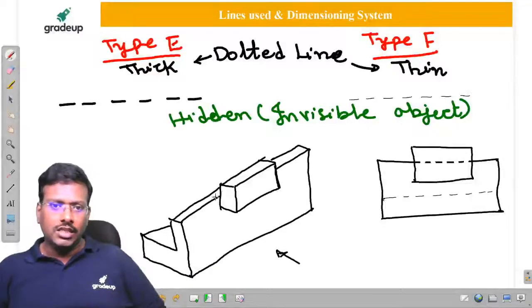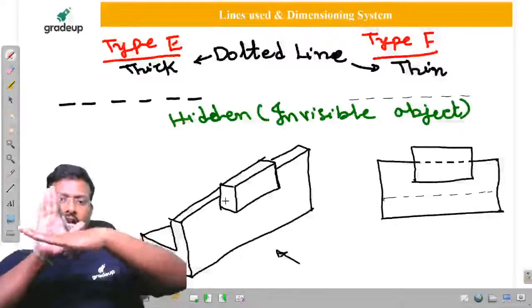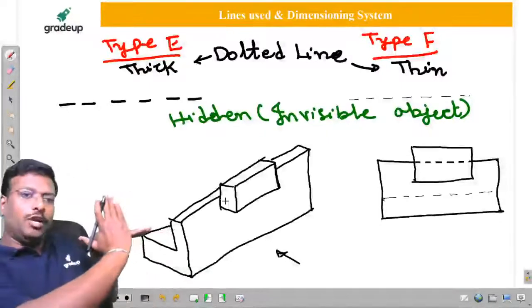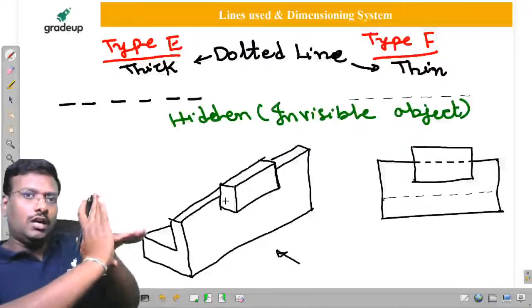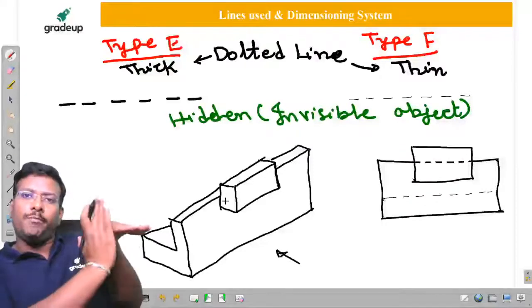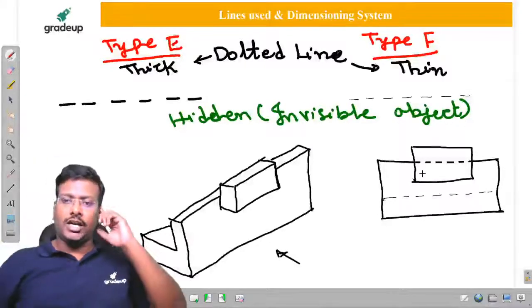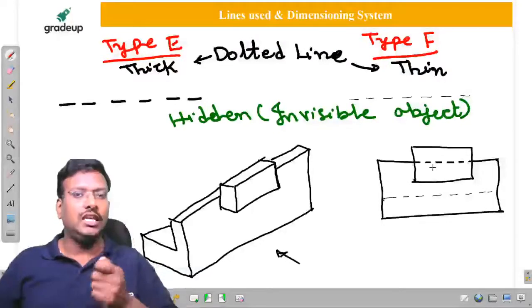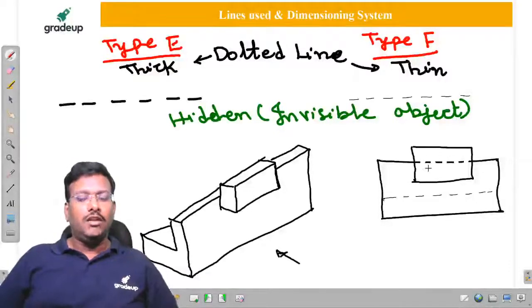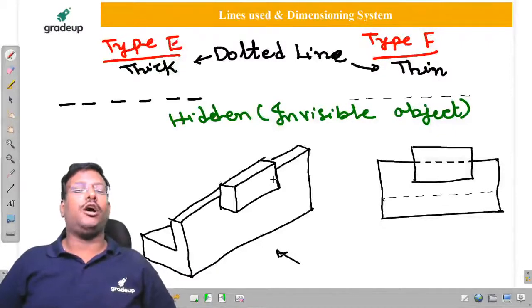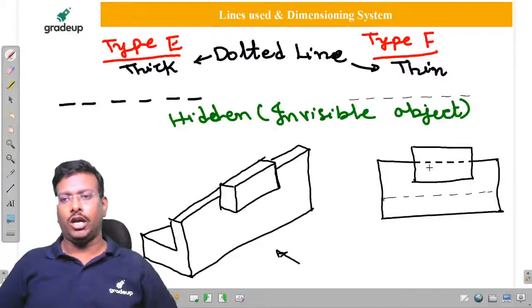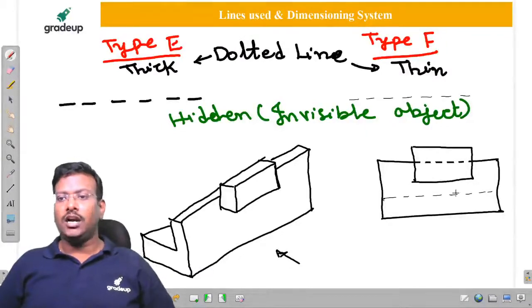But this bench will have a flat area here also. Here also it is having a flat area, but for you it is not visible. That's why this portion will be shown as a thick dotted line. Why, sir? This thick line means it is invisible from the front. So the front object is going to cover that particular portion. But why is it a dotted line, sir?